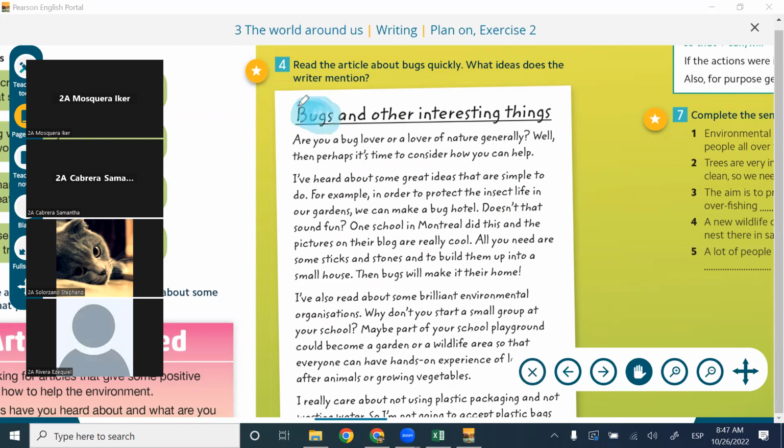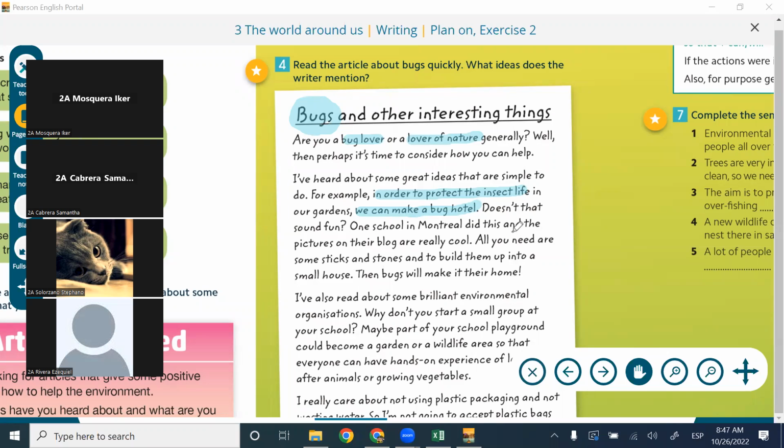Question number one before. What is the animal that we are going to protect here in the article? Bugs and insects. Okay, a bug lover, a lover of nature, right? So what is the idea number one, Miss? Make a bug hotel. Okay. What is the other example? Protect the insect life. Build the hotel.